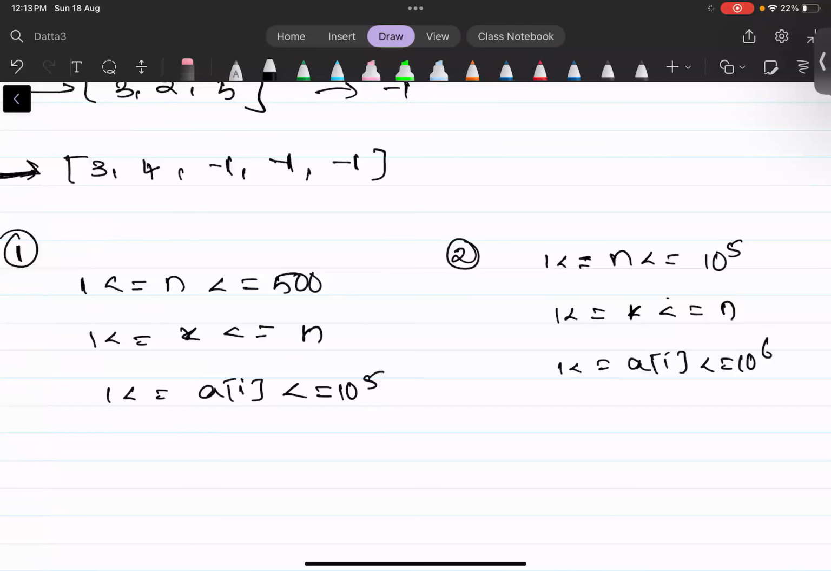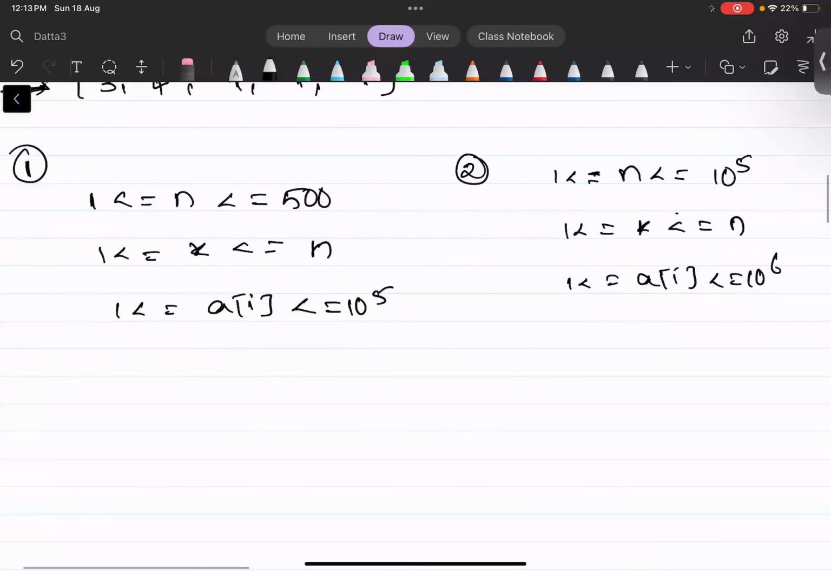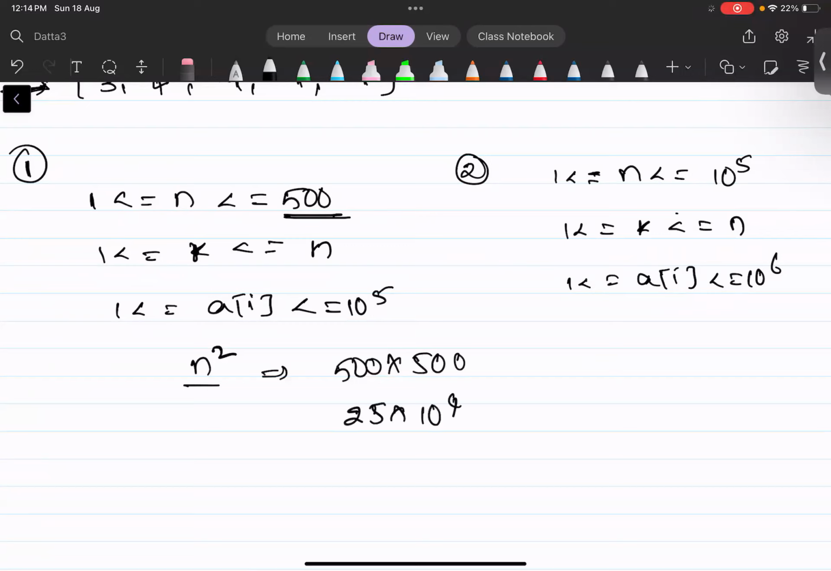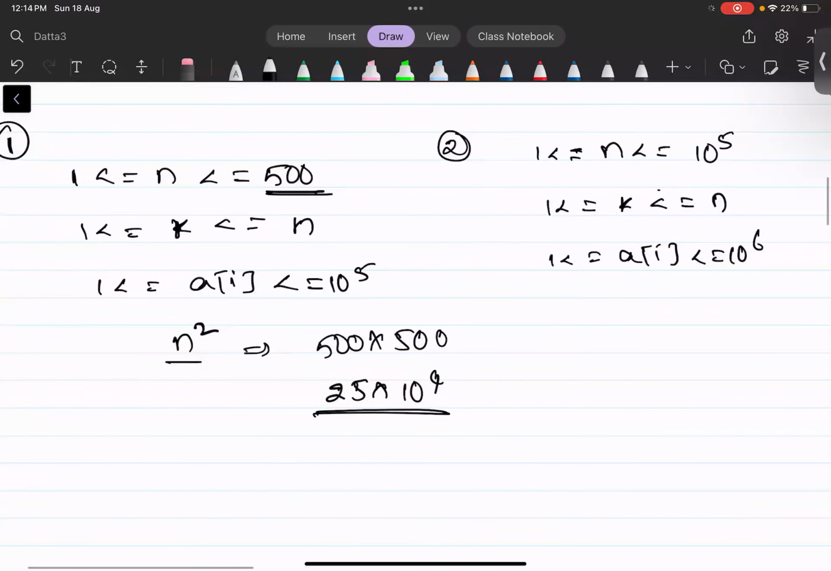Now, if you see the constraint for the first question, n can be up to 500, right? It means I can write a solution which runs in n square time and it will get accepted, because n square is nothing but 500 into 500, which will be 25 into 10 power 4. So this range would get accepted. But for the second question, as n is 10 power 5, it means we need to run a solution in O of n.